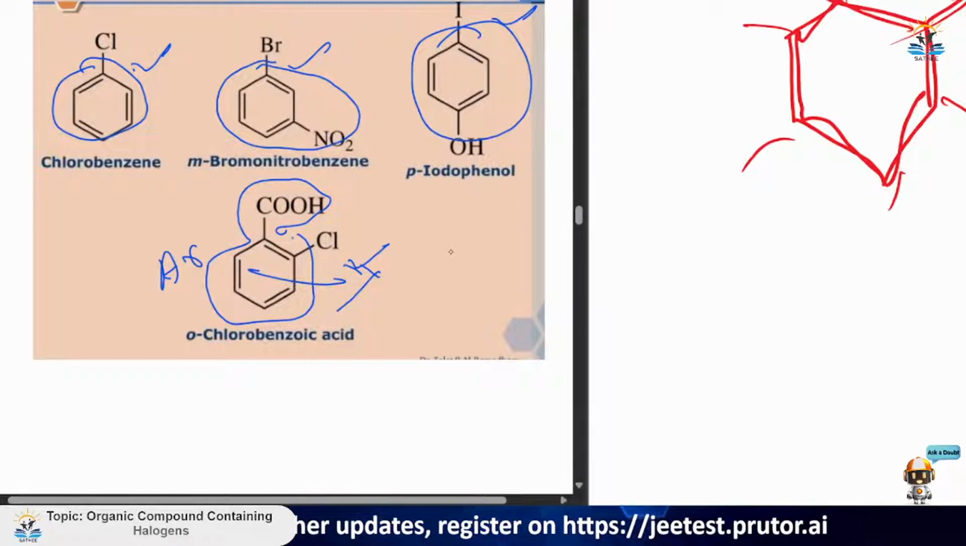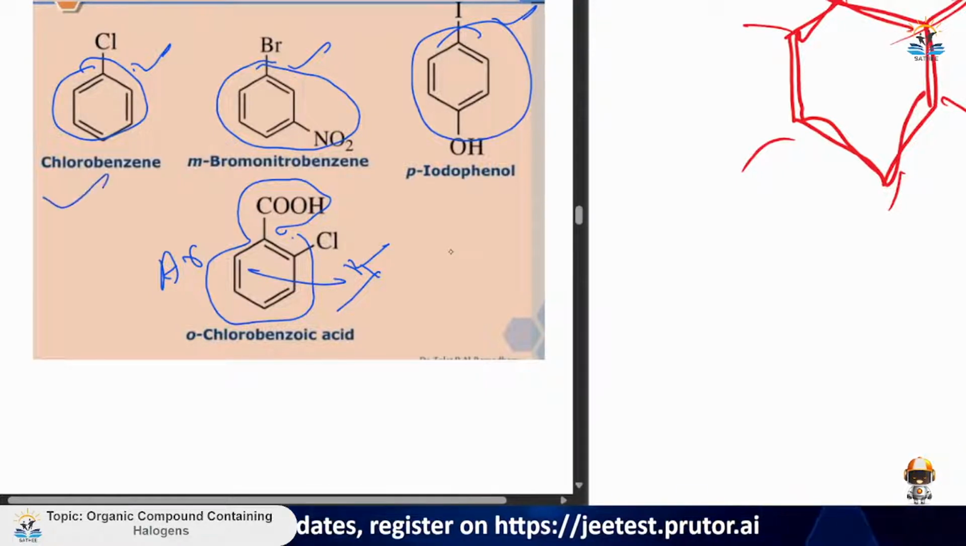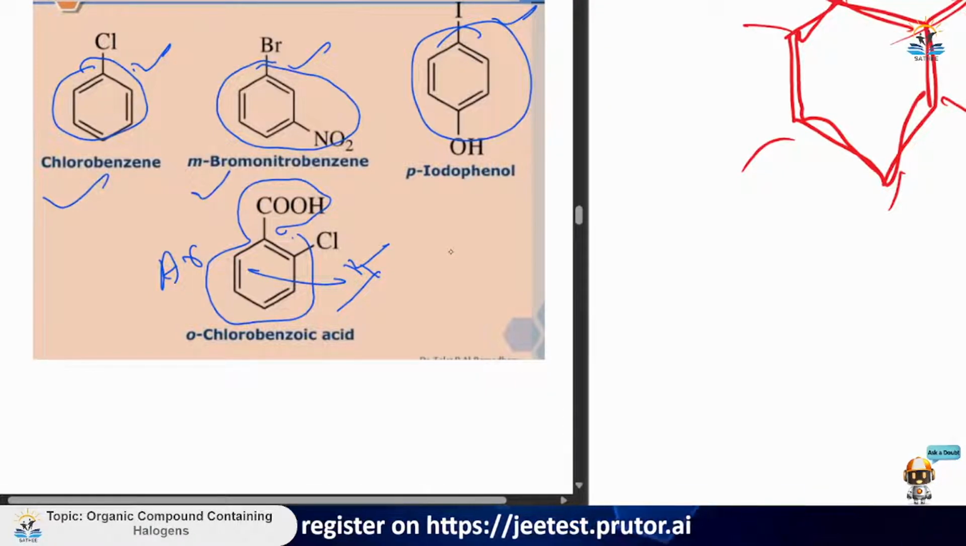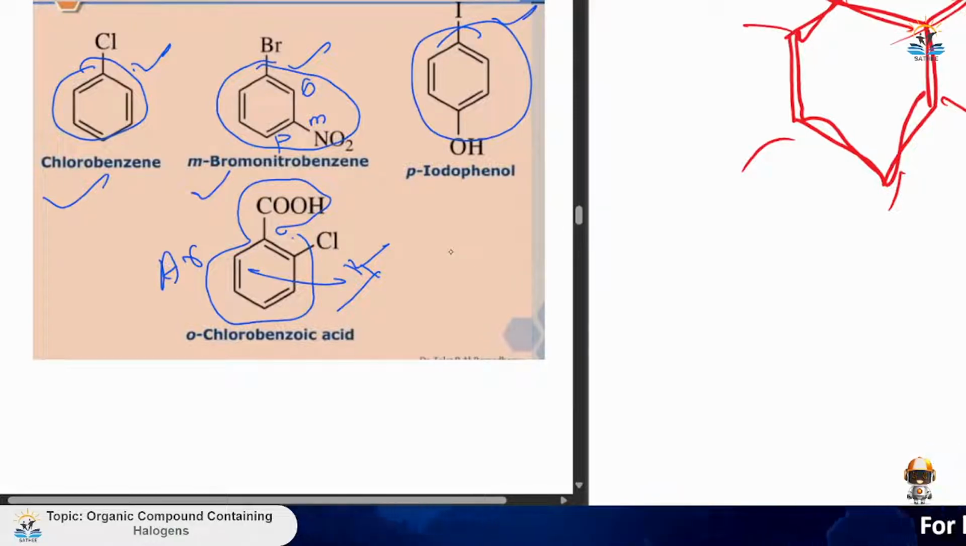Some of the naming conventions are given here. Chlorobenzene, this is meta, as you know, this is para. Then p-iodophenol, ortho, meta, para, and o-chlorobenzoic acid. So different connectivity at different positions gives different names to the compounds.